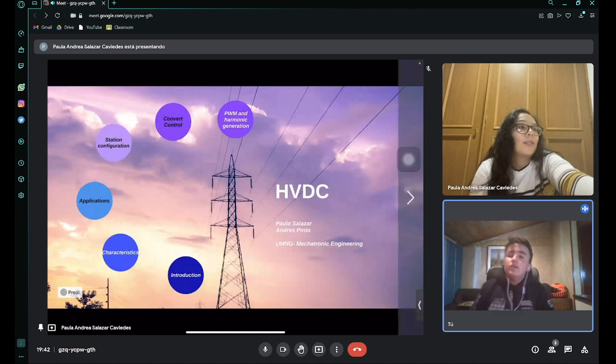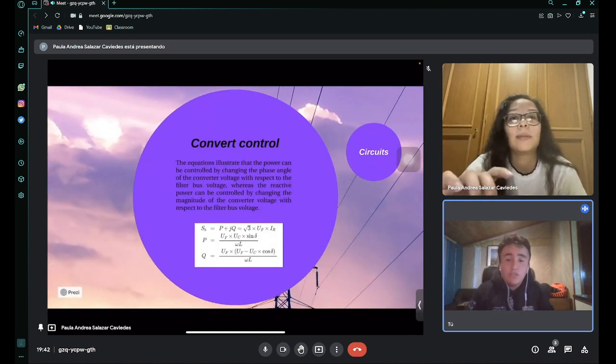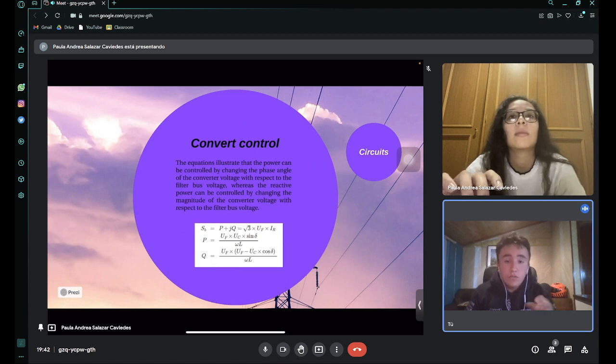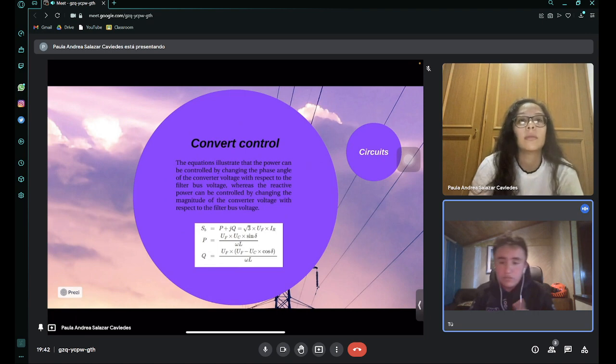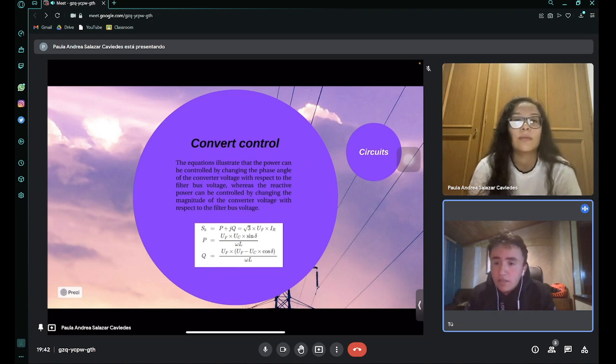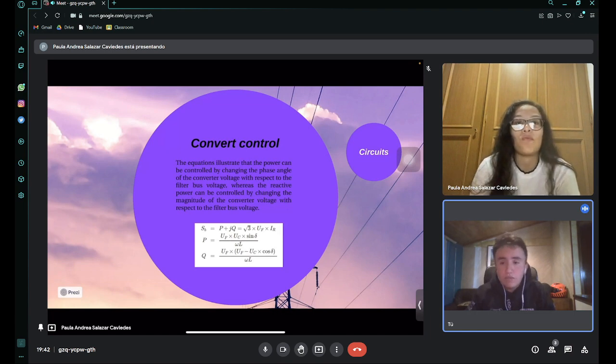Okay, now we are going to start with converter control. The equation illustrates that the power can be controlled by changing the phase angle alpha. When alpha is 0, we have 100% power supply. Reactive power can be controlled by changing the magnitude of the converter voltage with respect to the filtered bus voltage.